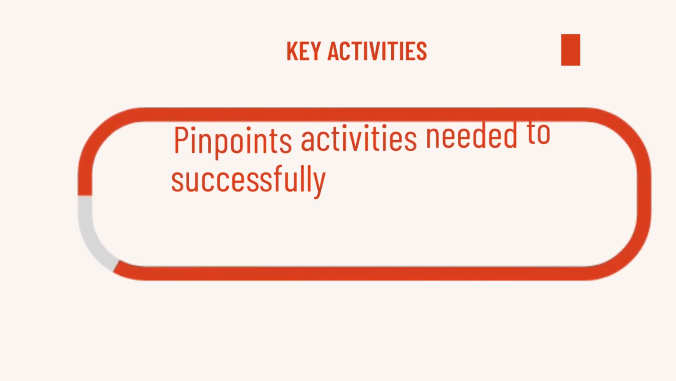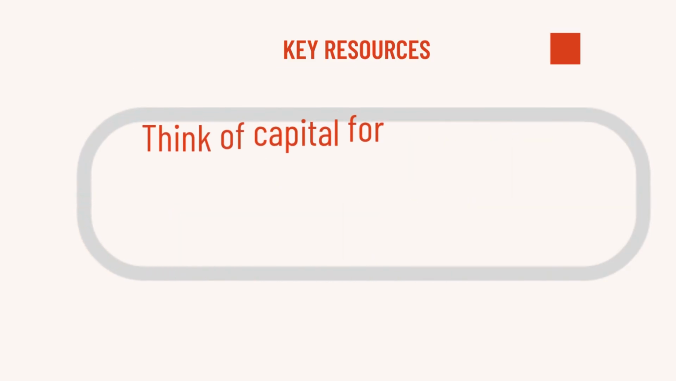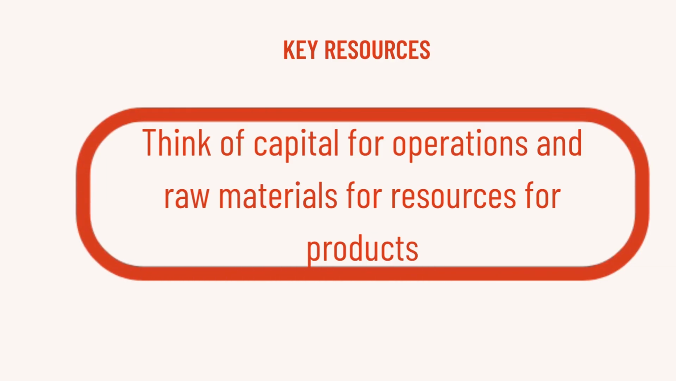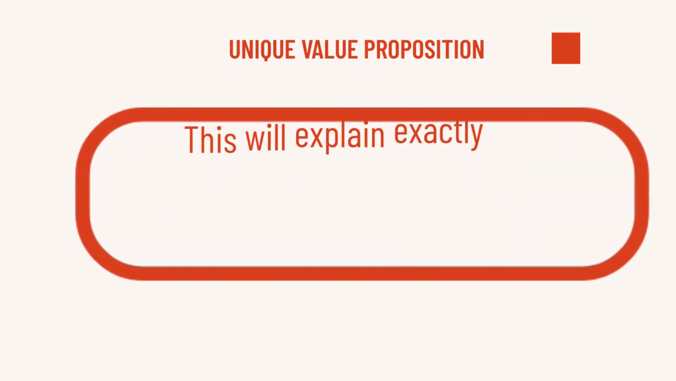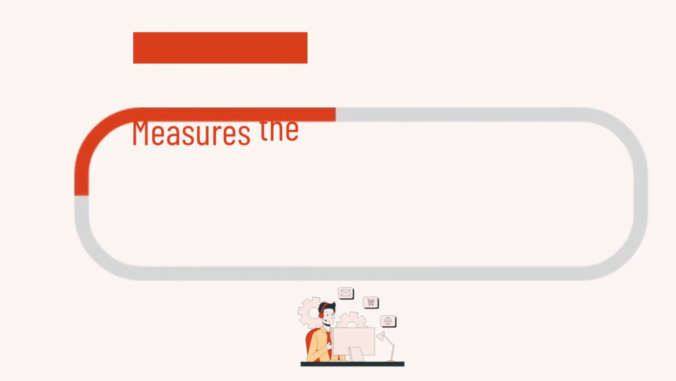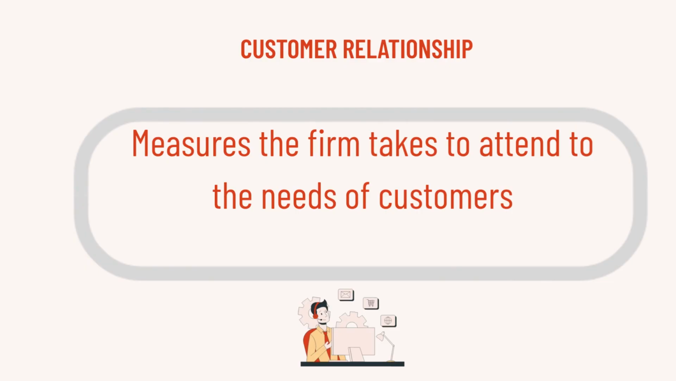Key activities are what the company performs daily, pinpointing the most important actions they must do to successfully execute the business model. Key resources help target the important resources you need to keep operations functioning. Your value proposition is what makes your business unique, setting your business apart from competition. Customer relationship describes the assistive measures you take to attend to the needs of your customers, as it can be in the form of automated help, self-serving, or personal assistance.